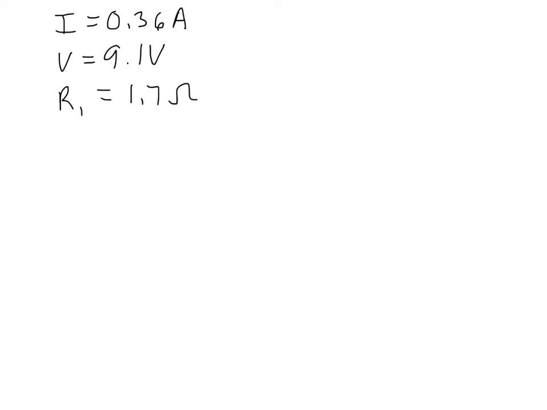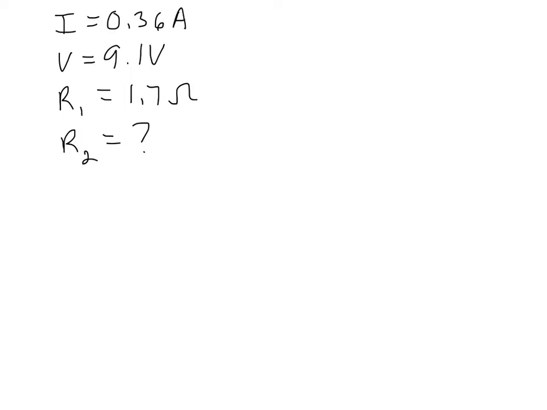Problem number 3 says a current of 0.36 amps passes through a 1.7 ohm resistor. The resistor is connected in series with a 9.1 volt battery and an unknown resistor. What is the resistance value of the unknown resistor? Alright, so what we have here, I is 0.36 amps. We have potential difference or voltage is equal to 9.1 volts. And one of our resistors is equal to 1.7 ohms. We have another resistor, call that resistor 2, that we don't know the resistance of.